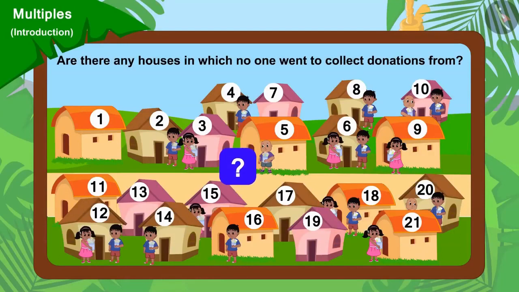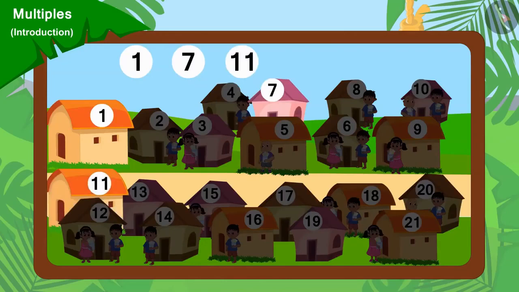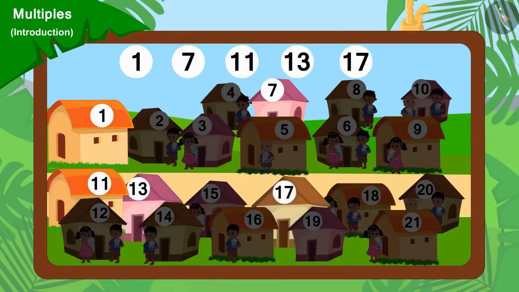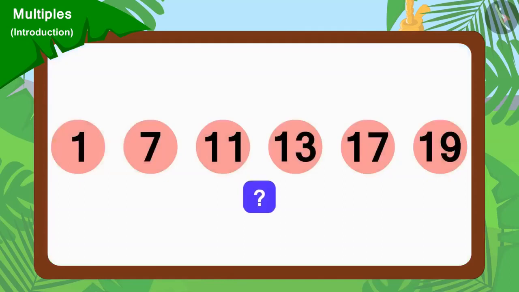Are there any houses in which no one went to collect donations from? If you want, you can stop the video and find the answer. Yes, house numbers 1, 7, 11, 13, 17 and 19 are the houses in which nobody went to collect donations from. But why did it happen?